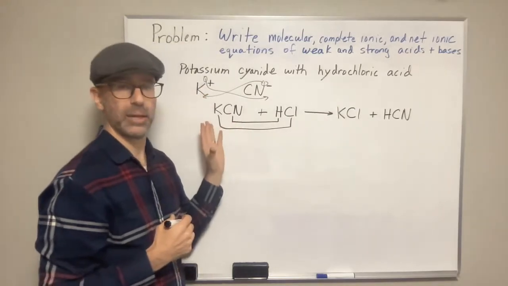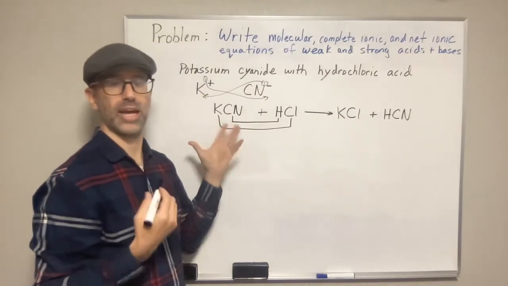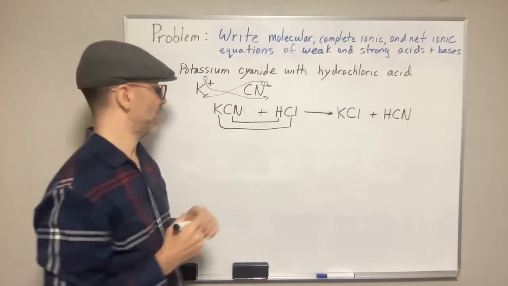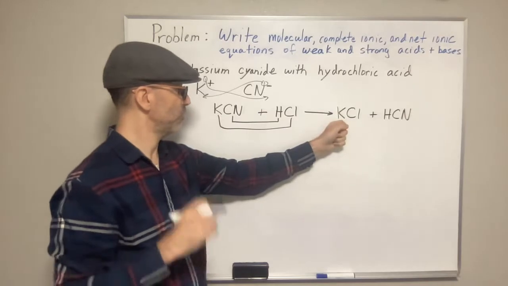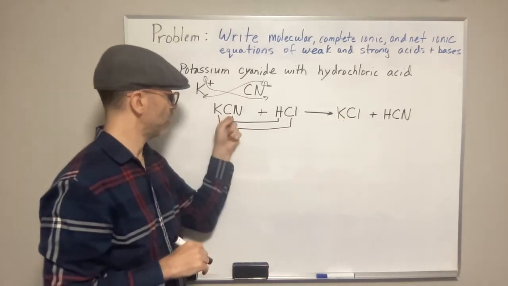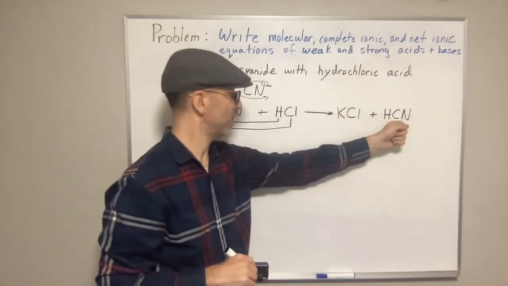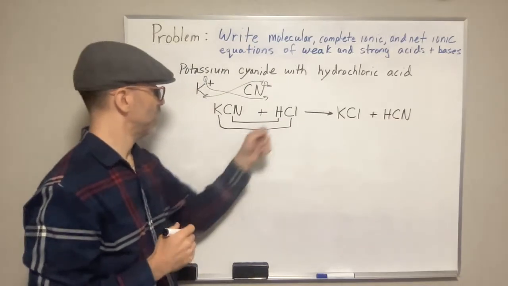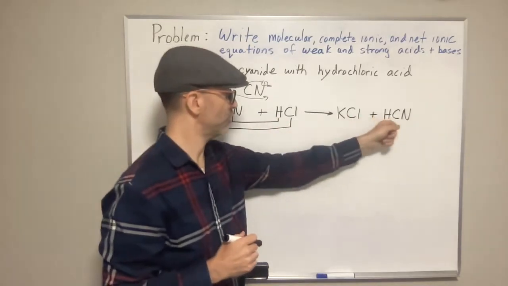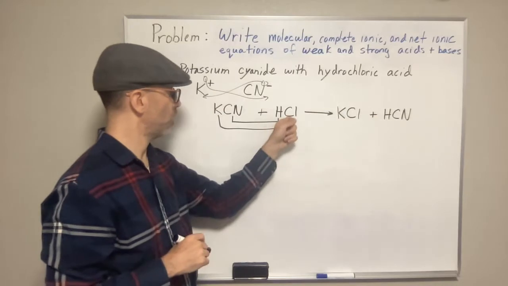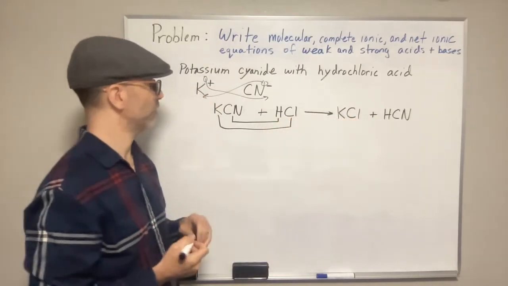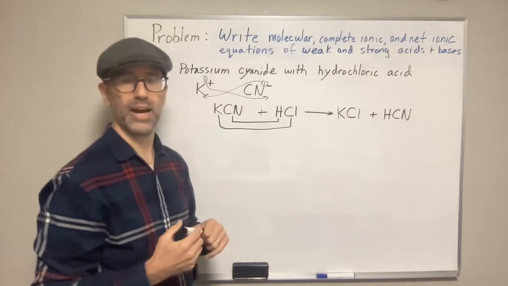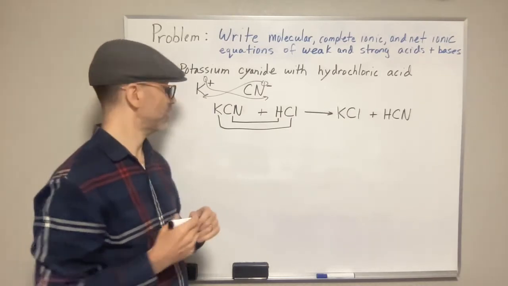And so now I can balance the equation and write the states of matter. So let's balance the equation. I have 1 potassium, so that's balanced. I have 1 cyanide ion, I have 1 cyanide ion, that's balanced. I have 1 hydrogen, that's balanced. And I have 1 chloride ion and 1 chloride ion. So this is all balanced. Great, that was easy. So now we have to figure out the states.